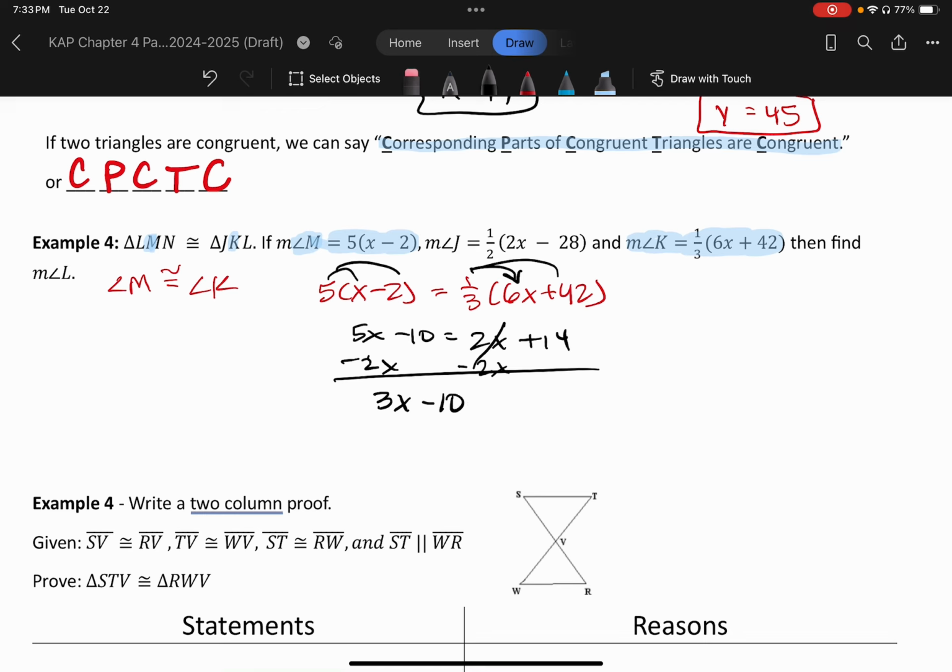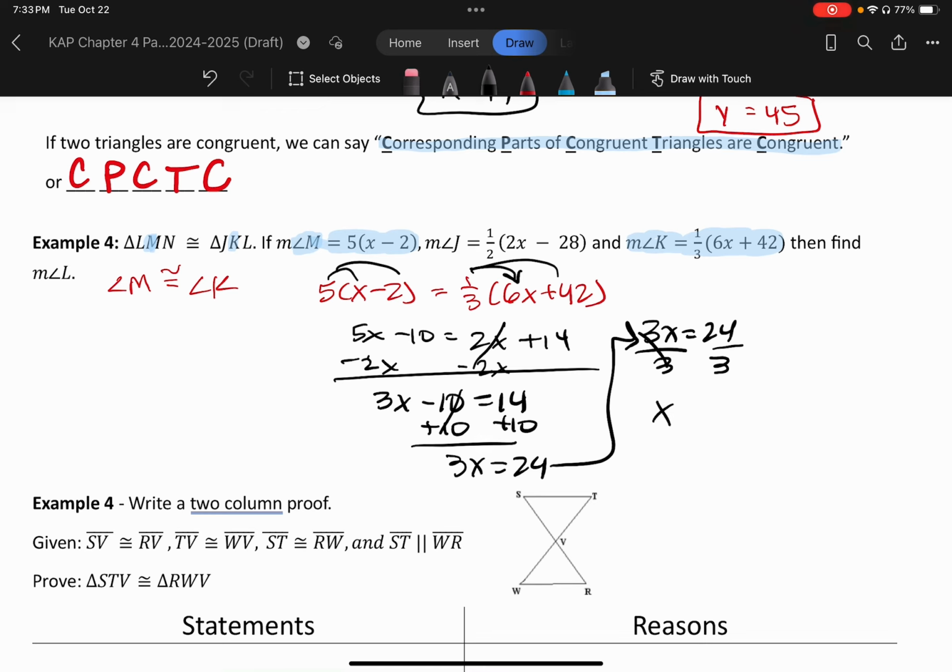I got 3x minus 10 is equal to 14. I should not have subtracted the 14. I should have added the 10 instead. Doing so would have given you 3x is equal to 24. If 3x is equal to 24, then dividing by 3 tells us that the value of x is going to be 8. Okay, I'm going through this pretty quickly, at least the solving part, just because we should be comfortable solving equations like this.